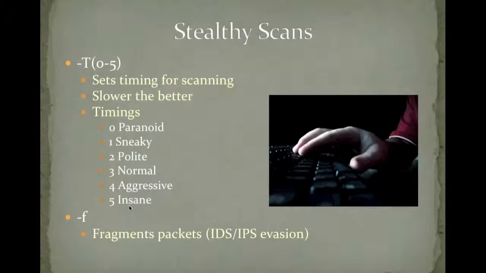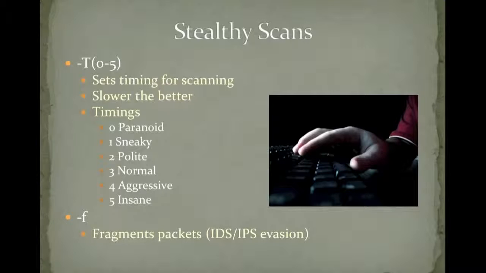So, stealthy scans. Nmap gives you a lot of options for evading IDSs and IPSs. A good one for this is -T and then the number you want, which can range from 0 to 5. What this does is set a timing for scanning, saying how long to wait between each IP address or packet. Basically, the slower the better, and it'll give you fewer false positives. Here are the timings right here.